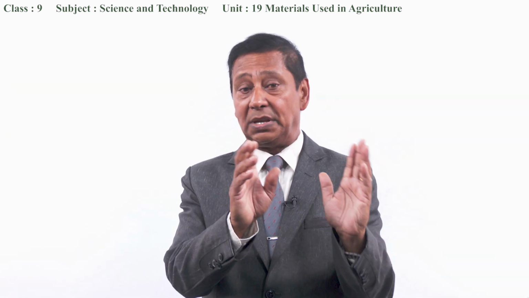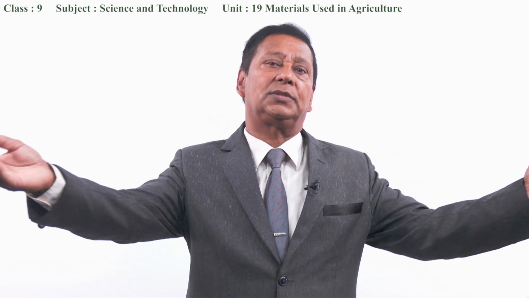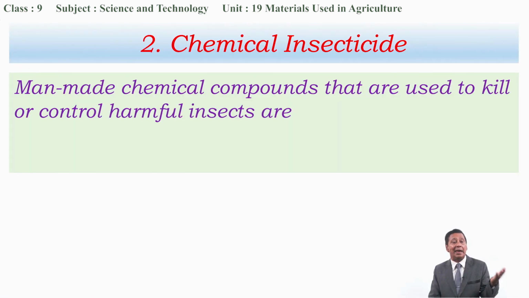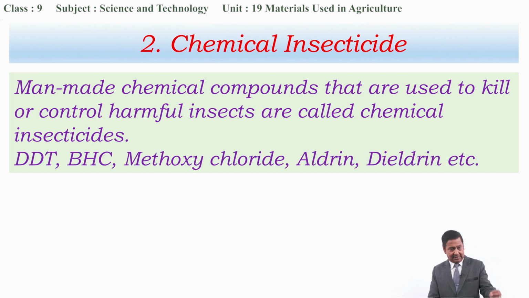Now, besides bioinsecticide, actually we won't get bioinsecticide in a very large amount, and if we have a very large field, if we cannot get enough bioinsecticide, then certainly we will use chemical insecticide. What is chemical insecticide? Man-made chemical compounds that are used to kill or control harmful insects are called chemical insecticides. Few of them are DDT, BHC, methoxychlor, aldrin, dieldrin, etc.